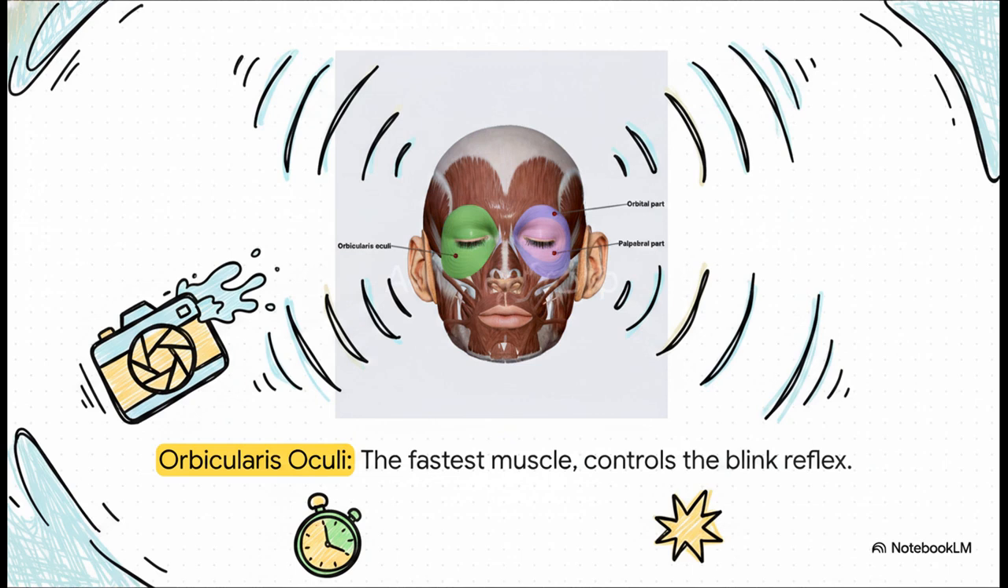The inner part, which is known as the palpebral part, operates completely involuntarily to control your blink reflex, sweeping moisture across your eyeball in a fraction of a second. Meanwhile, the outer orbital part lets you voluntarily squeeze your eyes tightly shut against things like bright light or dust.